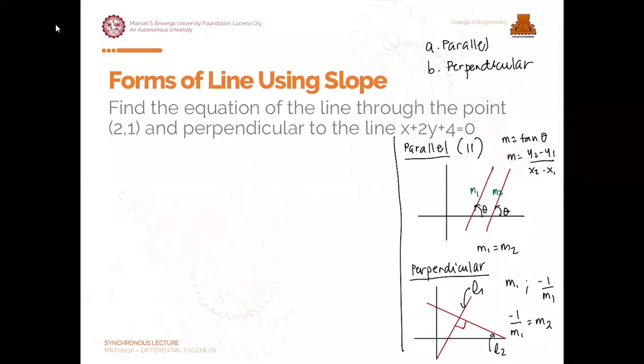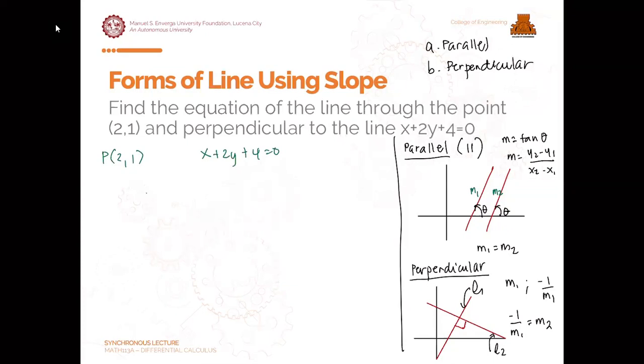So balik tayo doon sa tanong natin. Find the equation of the line through the point (2, 1). So may given point tayo, so may point tayo na (2, 1). Okay? And perpendicular to the line x plus 2y plus 4 is equals to 0. So kailangan i-graph natin yung given na point and line para ma-visualize natin kung ano yung hinahanap natin.